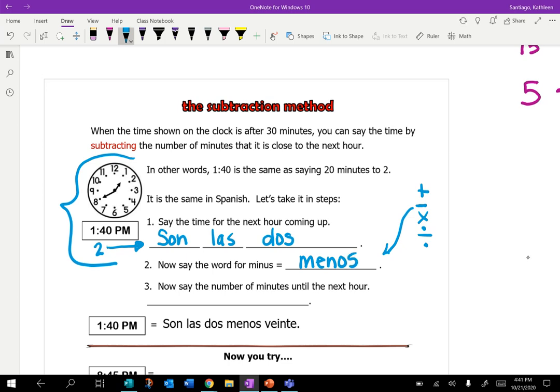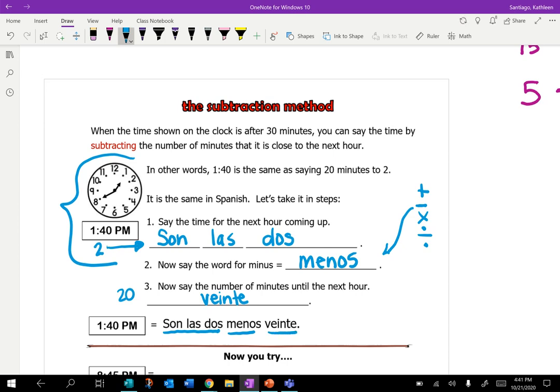Now say the number of minutes until the next hour. Well, between 1:40 and 2 o'clock, we are missing 20 minutes. So to say 20, we would say veinte. Now put it all together. To say 1:40 p.m. as if you were saying 20 minutes to 2, in Spanish, you would have to say son las 2 menos 20.